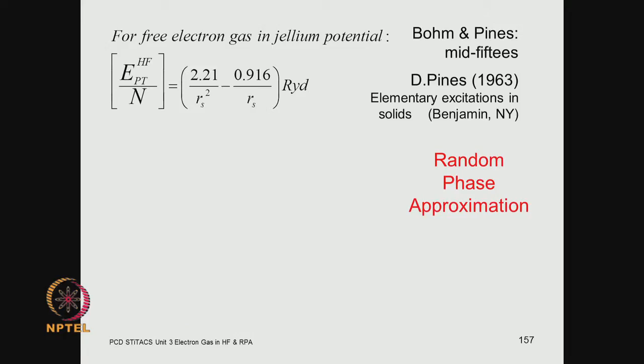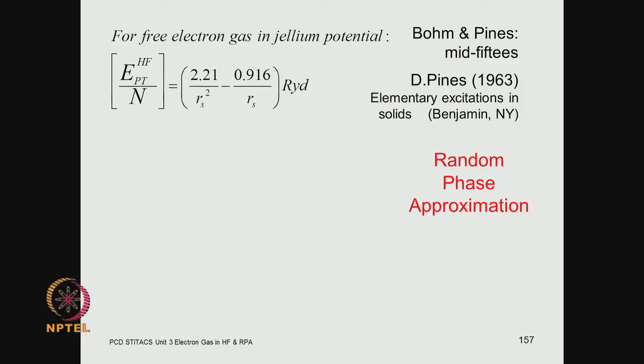What we found is the solution to the problem in two approximations. One is the Hartree-Fock, which I write as a superscript here, and in the Hartree-Fock self-consistent field method we found the energy per unit electron to be given by 2.21 by rs square minus 0.916 by rs in units of Rydberg, and we got the same solution using perturbation theory, which I write as a subscript over here. So, both of these gave us essentially the same solution.